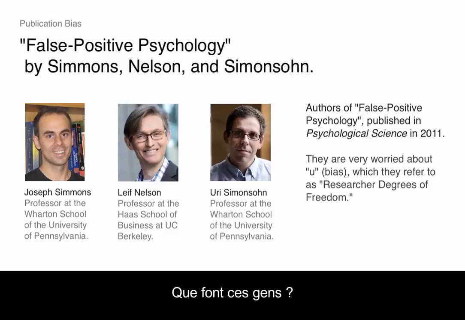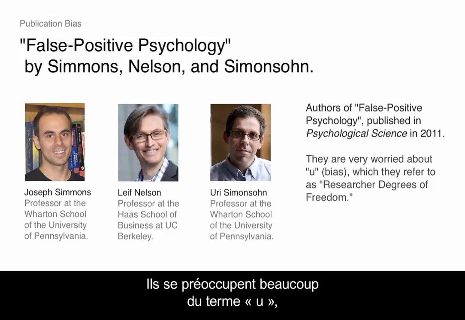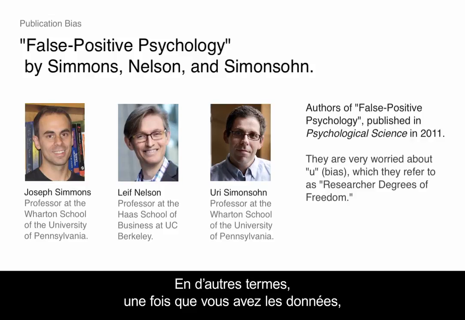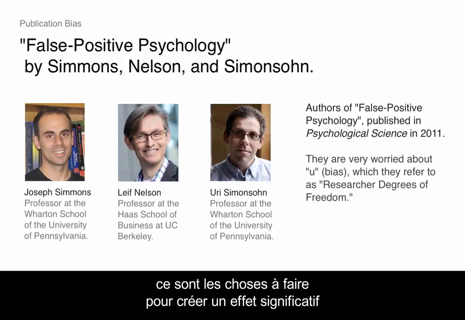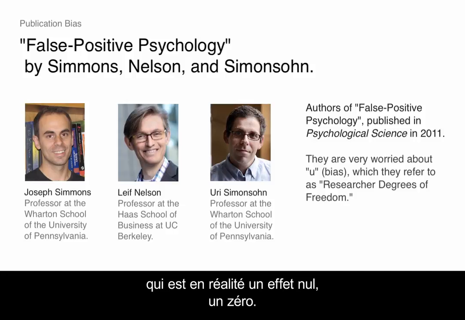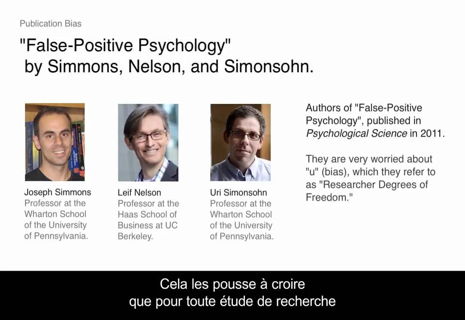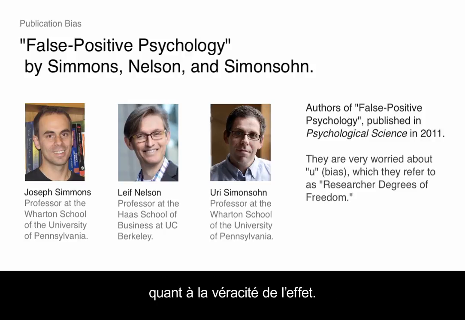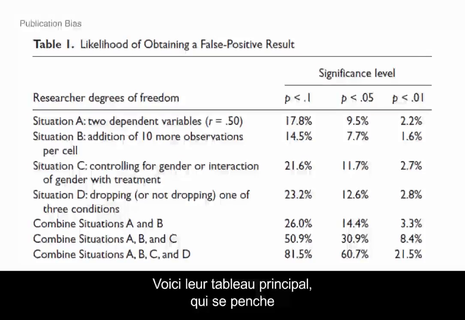So what do these folks do? They basically are very worried about the U term, researcher degrees of freedom. In other words, once you have data in hand, stuff you can do to make an effect significant, that is really a null effect. That's really a zero. And that leads them to believe that for any given research study that they read, they're pretty skeptical about whether it's a real effect. So this is their main table.